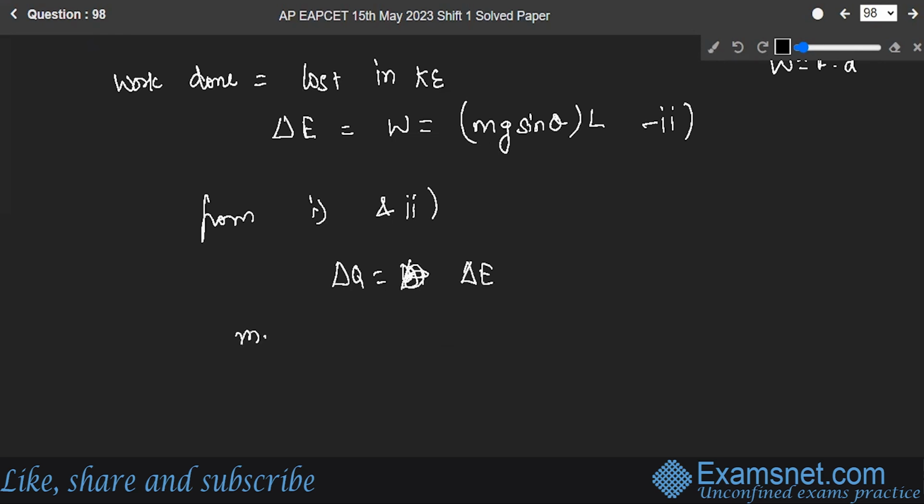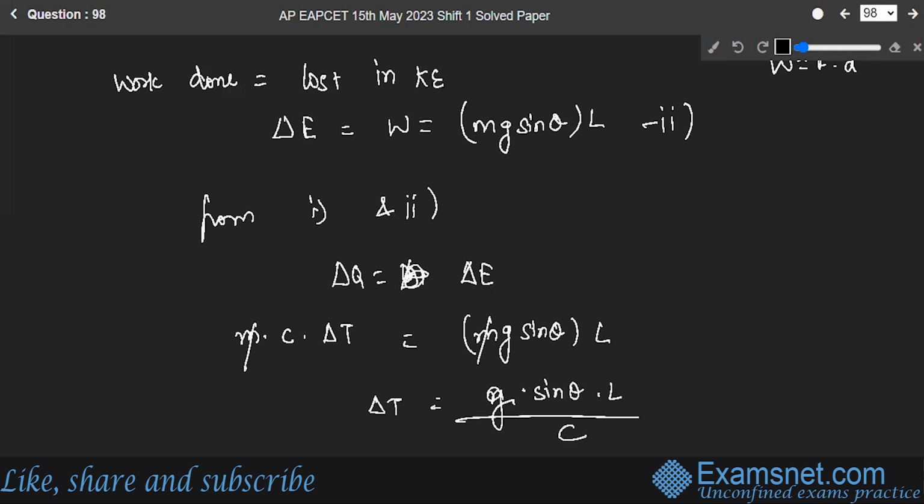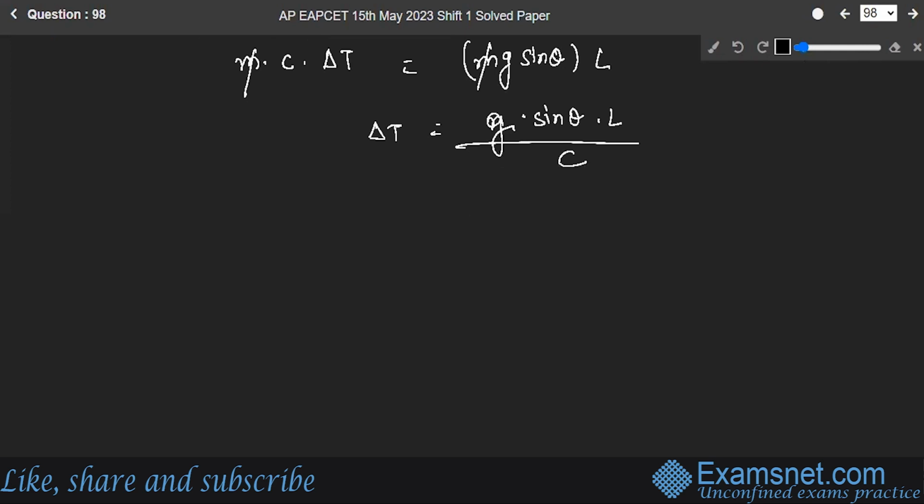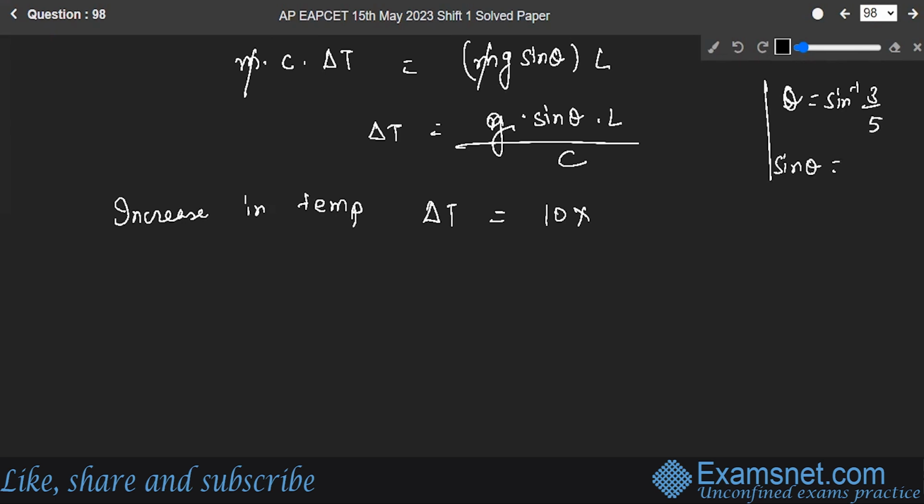So you have mc delta t is equal to mg sine theta into L, or delta t is equal to g, m and m will cancel, g into sine theta into L upon C. Right. So the increase in temperature, which is delta T, is given by, you have g sine theta. See, you had that theta is equal to sine inverse 3 by 5. So sine theta is 3 by 5. This is 3 by 5.